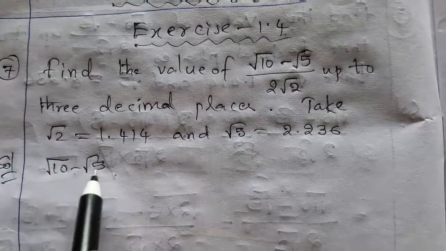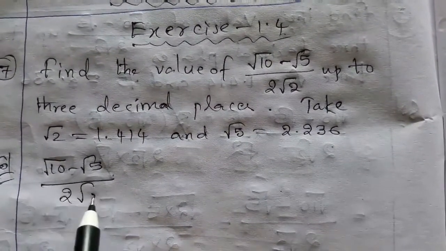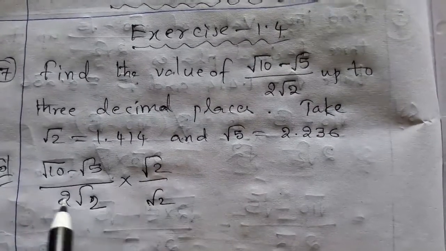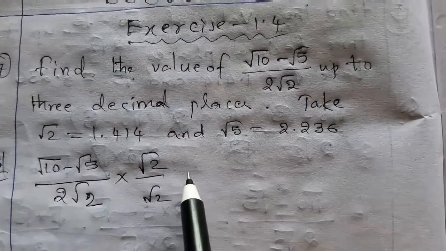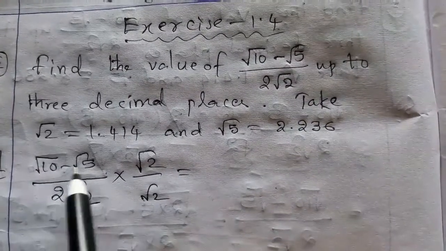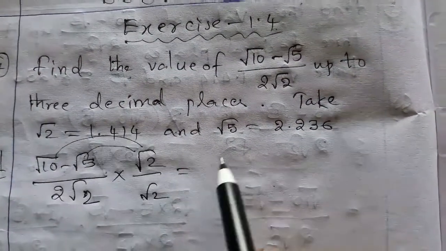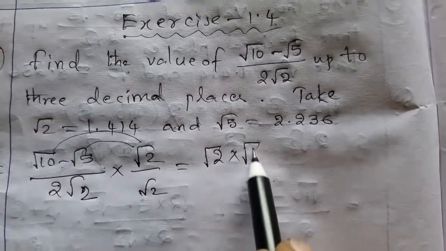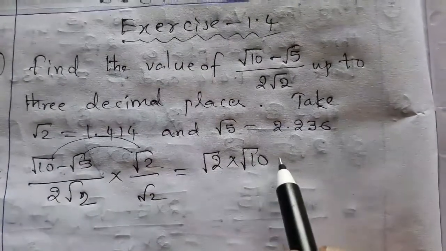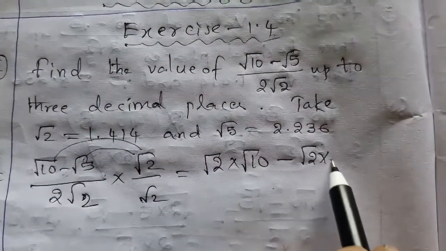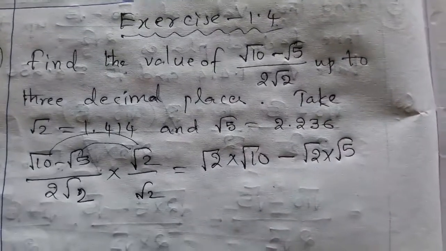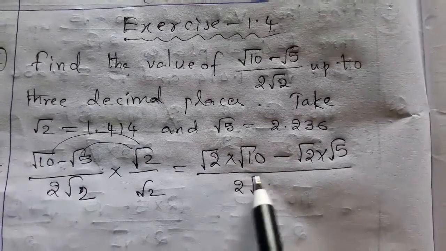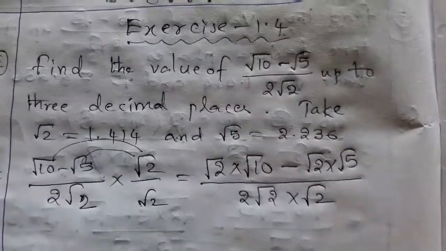(root 10 minus root 5) by 2 root 2. So multiplying and dividing by root 2, by rationalizing. That means this into this, and this into this. So root 2 into root 10, minus, once again root 2 into root 5, by 2 root 2 into root 2.